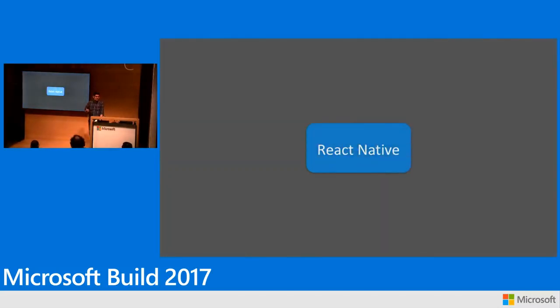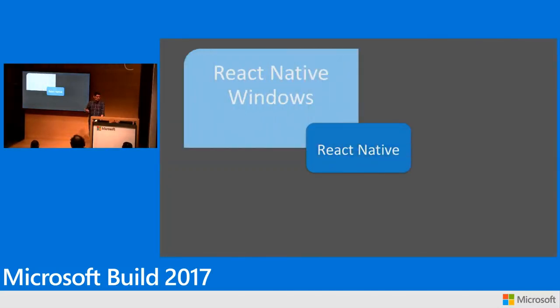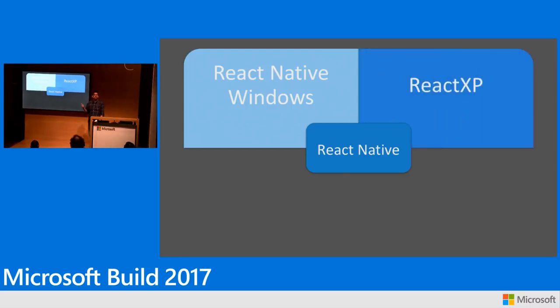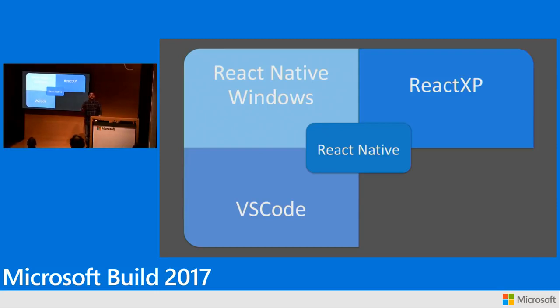What I'm going to be doing in this demo is a couple of things. One, I'm going to be using React Native Windows and building a Windows application. I'm going to be using this new framework called React XP that lets me build my application for iOS, Android, Windows, and the web. I'm going to be using VS Code as my editor, and this is super useful because VS Code has a bunch of React and React Native specific tooling capabilities. I'm going to show you those as I build my application.